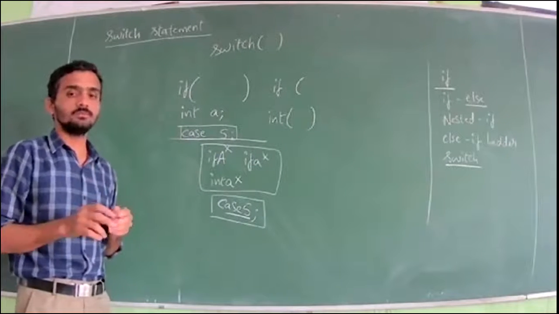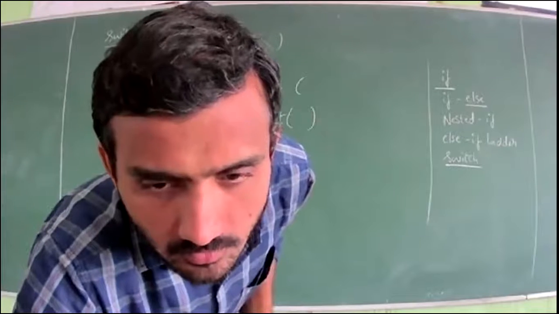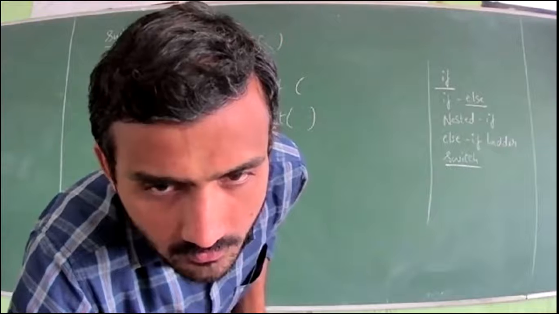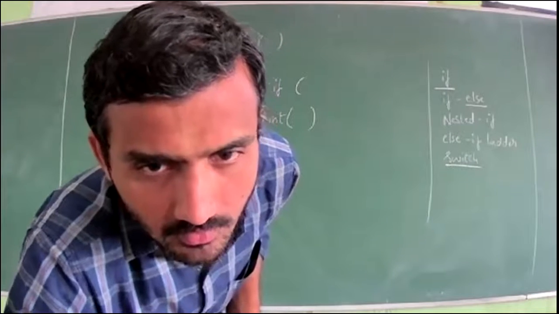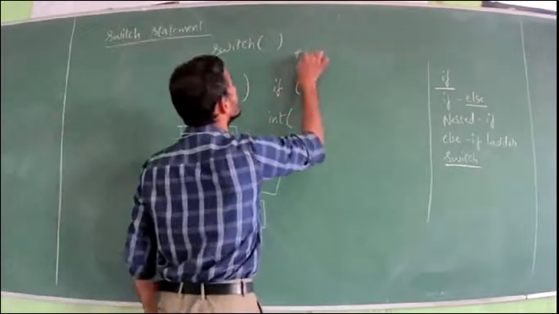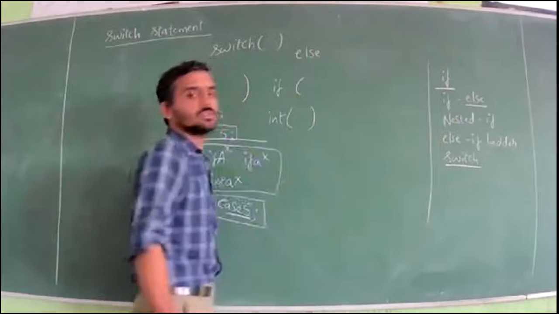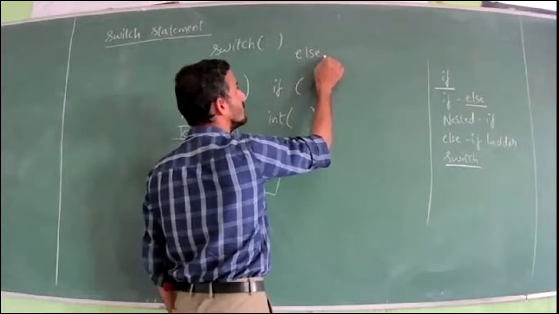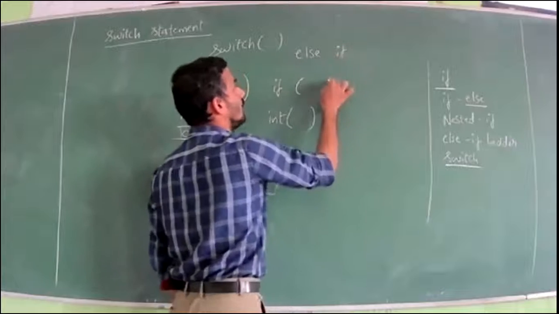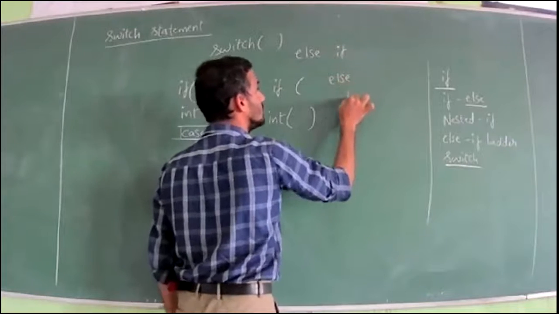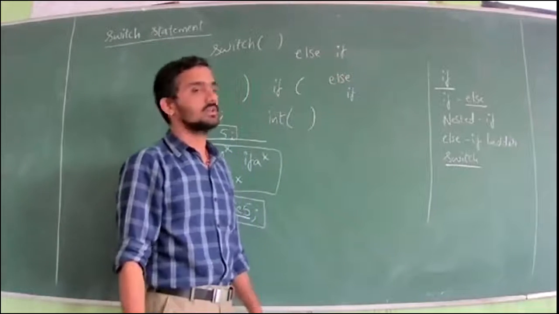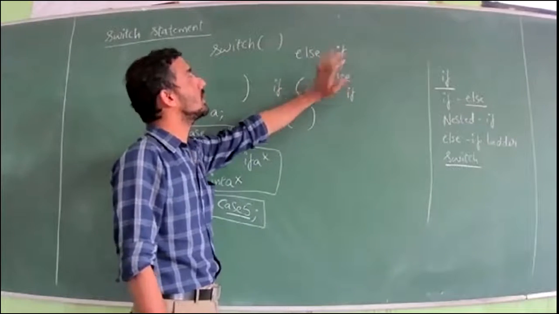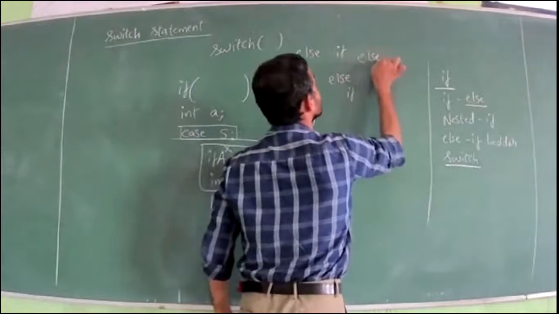Once again I will tell you. In front of else, at least one blank space. For example, if you write else if, leave one blank space, then write if. Or else, if you write else, and in the next line if, that is also correct. In the same line is also correct. But don't combine them. If you combine, it is wrong.